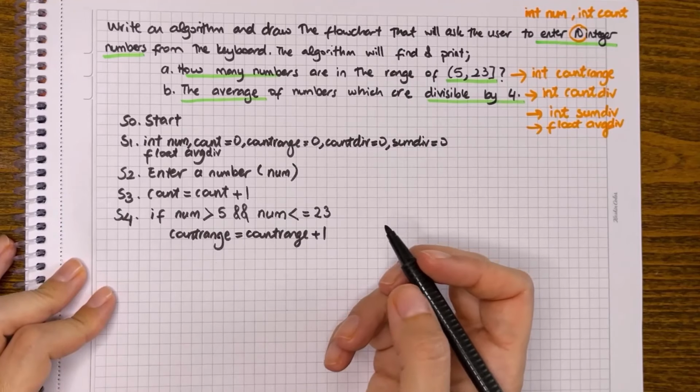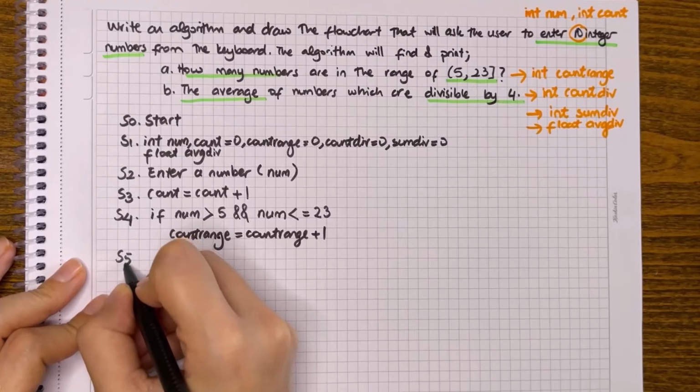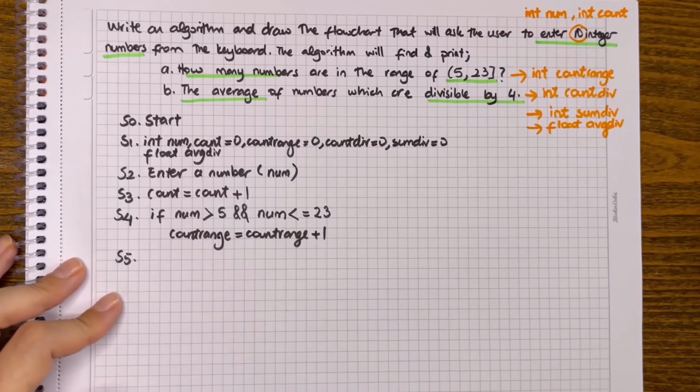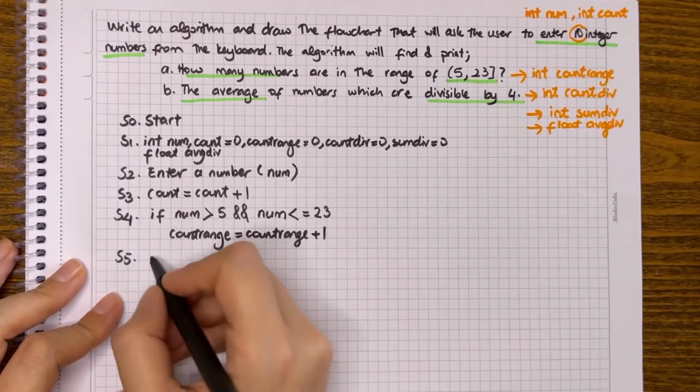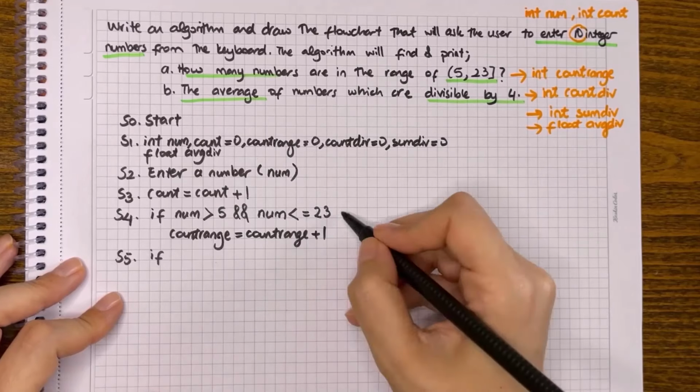And part B, so I am saying step number 5, the average of numbers which are divisible by 4. So here, I need to write another if, another decision statement. This is the first decision, this is the second decision.